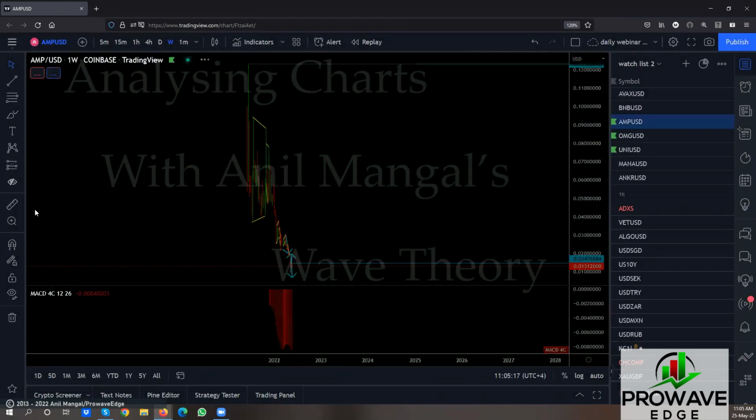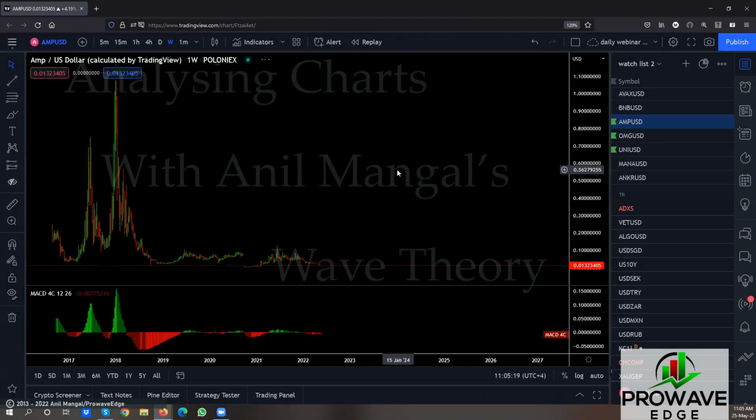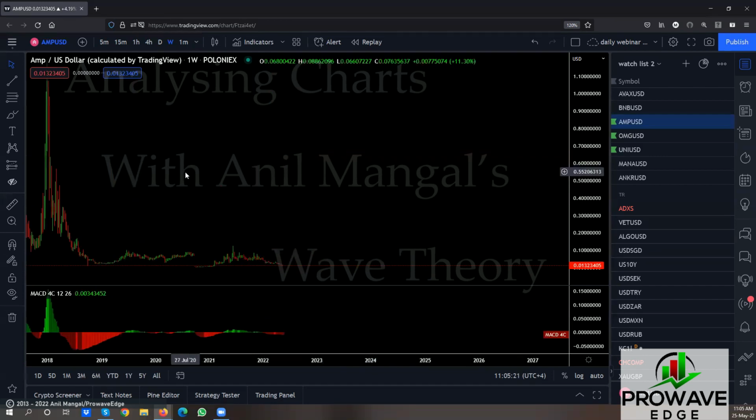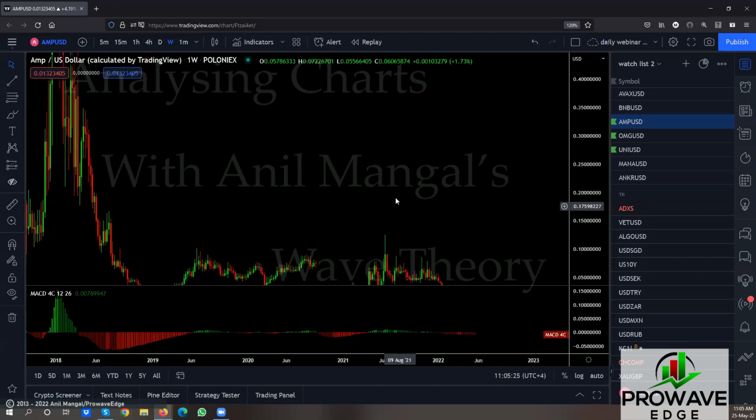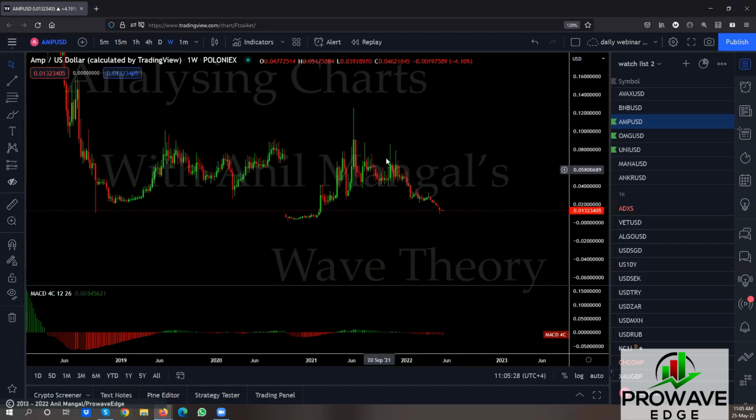Let's see if TradingView has it. Yeah, pretty much like this, right? So I think this is the bigger one. Yeah, this is the bigger one, right? So we are looking only at this piece, right? We're looking only at this last piece at the bottom here.